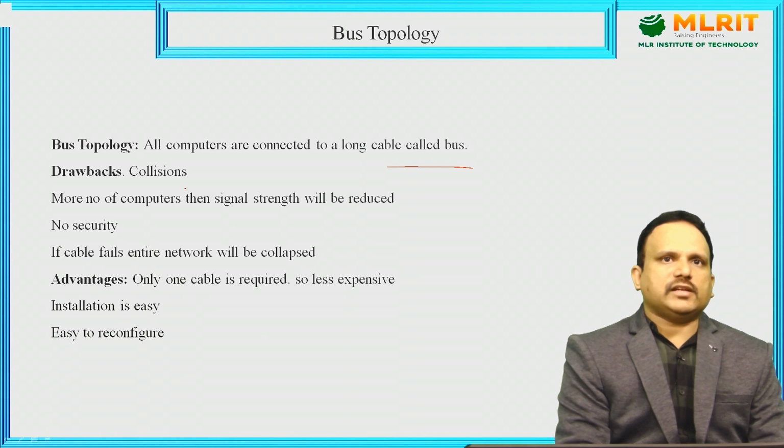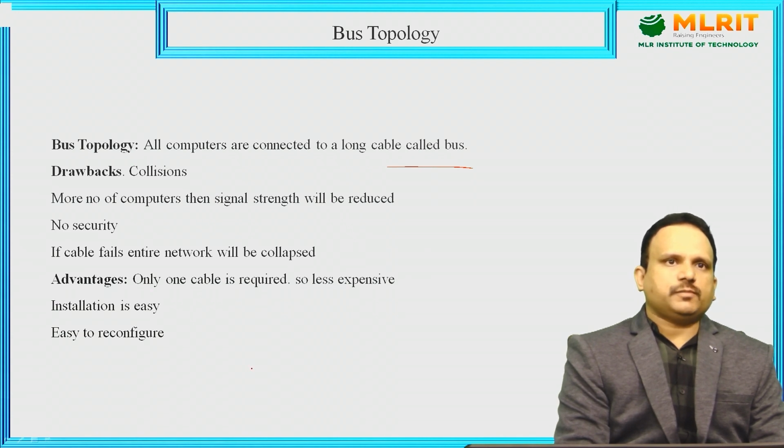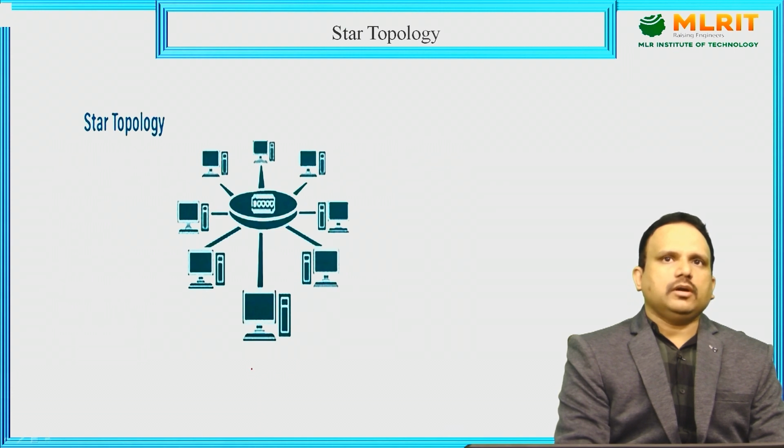If the cable fails, the entire network will collapse. Those are the drawbacks. Coming to the advantages, only one cabling is required. So it is less expensive, installation is easy and it is easy to reconfigure. This is about bus topology.